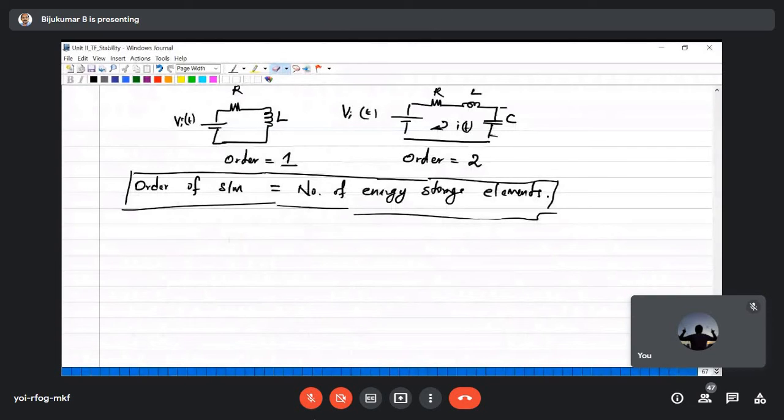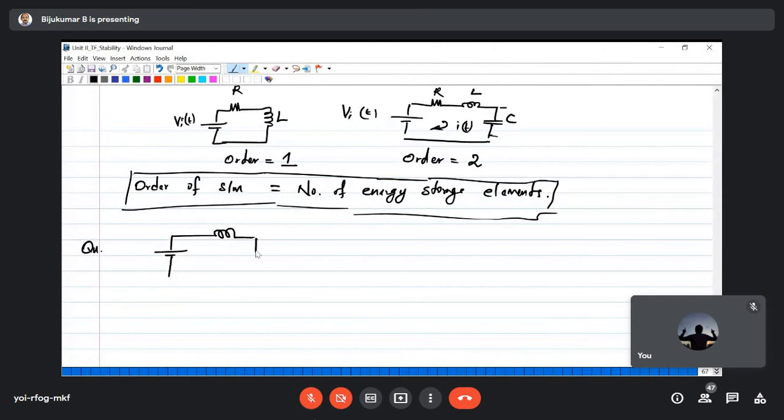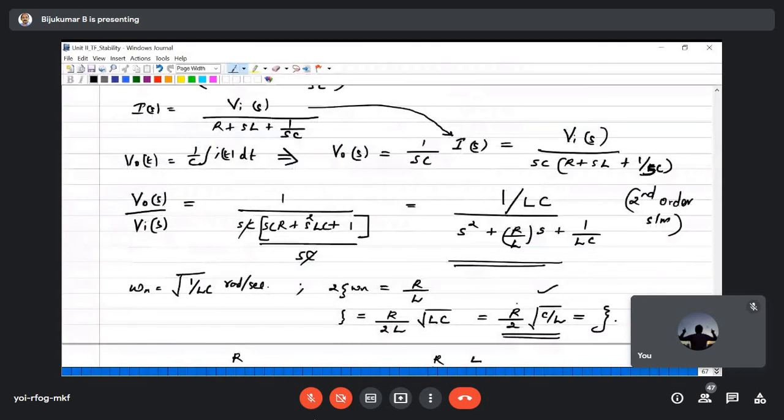Okay. Right. Now, the same circuit, you do one small change. You remove R. You remove the dissipating element. You keep only energy storage devices. Let it be the same: V of t, L, C, I of t. Find the transfer function for this.